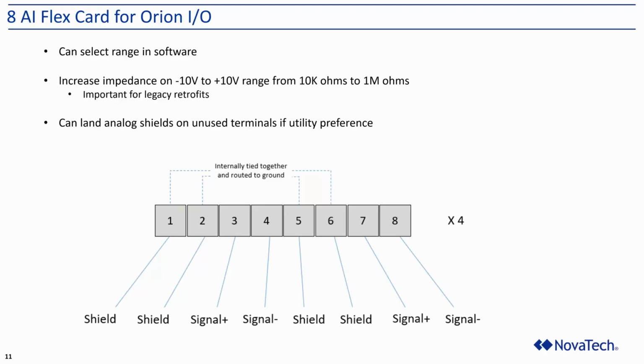One of the things we've added to this analog input flex card is increased impedance for the -10 to 10 volt range, from 10 kiloohms to 1 megaohm. We did that for some retrofit applications.